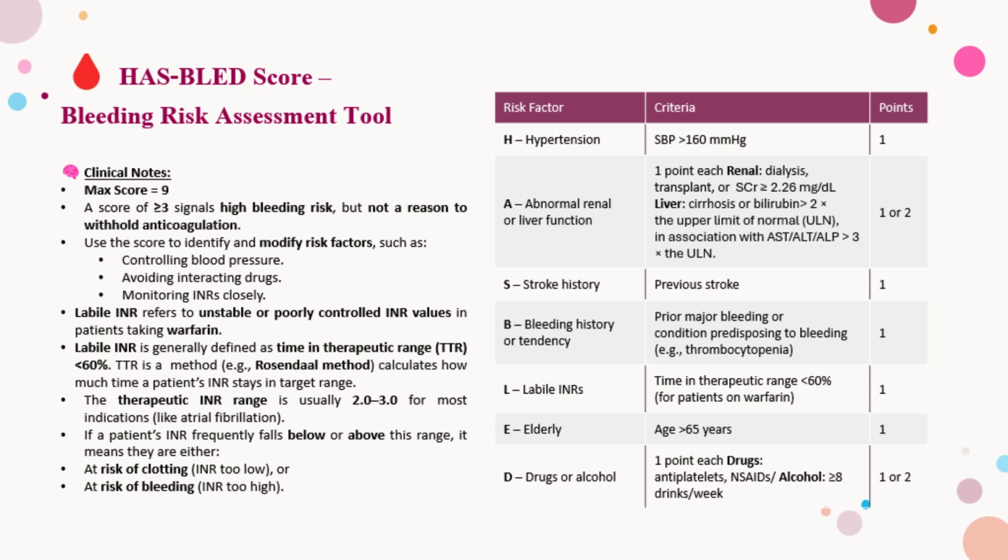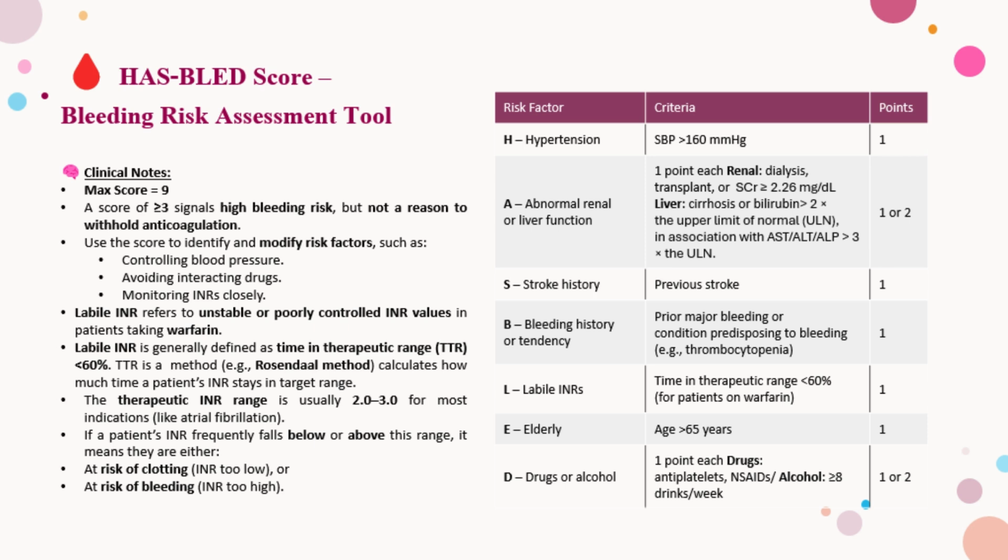The score ranges from 0 to 9, with 0 to 1 equals low risk, 2 equals moderate risk, and greater than or equal to 3 equals high risk of bleeding. A high HAS-BLED score does not contraindicate anticoagulation, but rather highlights the need for caution and regular monitoring.